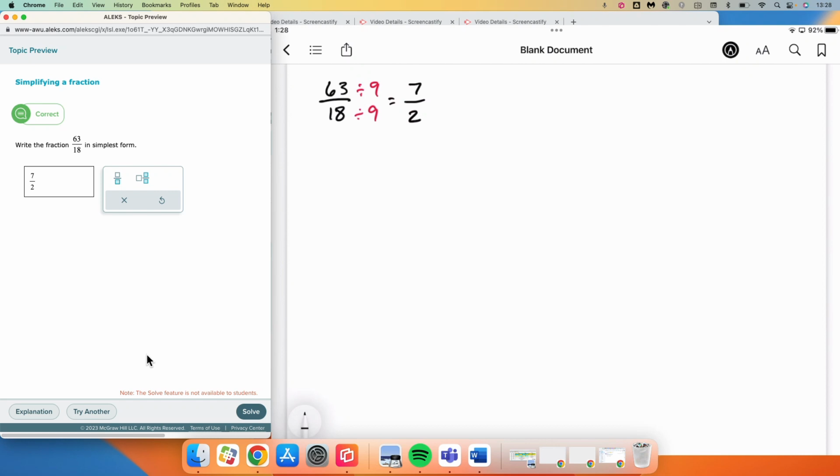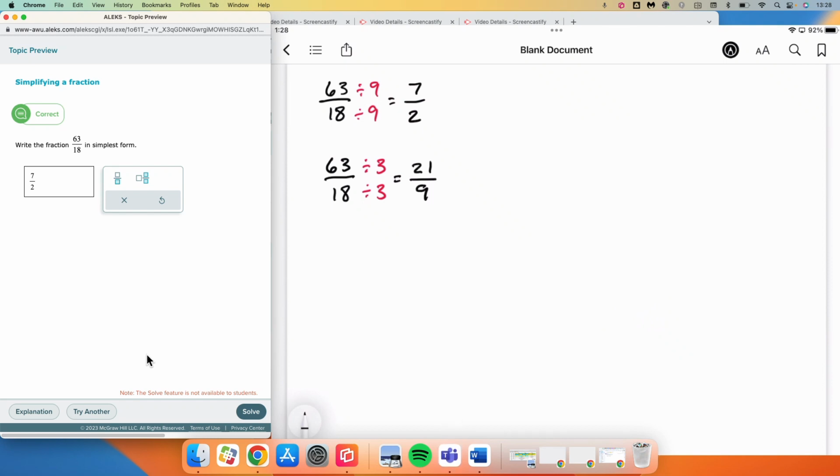I do want to do this problem again. And this time, I'm going to not recognize that 9 works. I'm going to say, I've got 63 and I have 18, and I'm going to notice that they're both divisible by 3. And so this will still work because 3 does go into each of them evenly, but we're going to end up with 21 over 9.